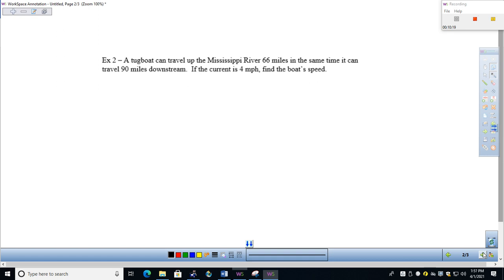Now again, it is a uniform motion deal, so distance, rate, time, and the tugboat traveling up and then down. And let's see what we can fill in our table. Feel free to pause the video and do it yourself and see if that works for you. But I'm going to go ahead and see what I have. So it can travel upstream, so against the current. Obviously it's going to travel fewer miles than going with the current. So we've got 66 up and 90 down. That was easy to plug in.